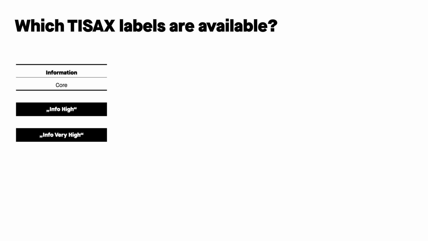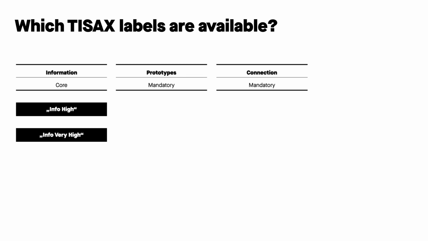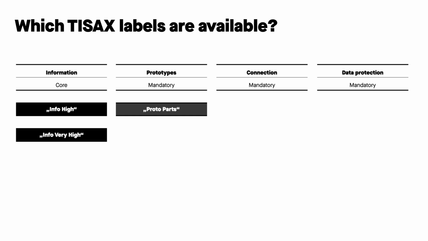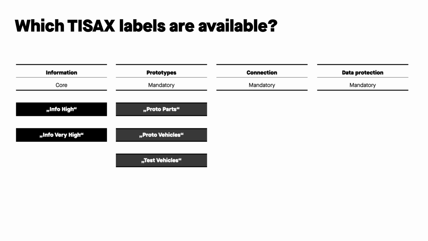There are the additional modules, prototypes, connection, and data protection. In the additional module, prototypes, there are 4 labels. Proto parts is required when working on physical prototype parts. Proto vehicles when working on or with physical prototype vehicles. Test vehicles is a special label for all companies that perform tests with physical prototype vehicles.